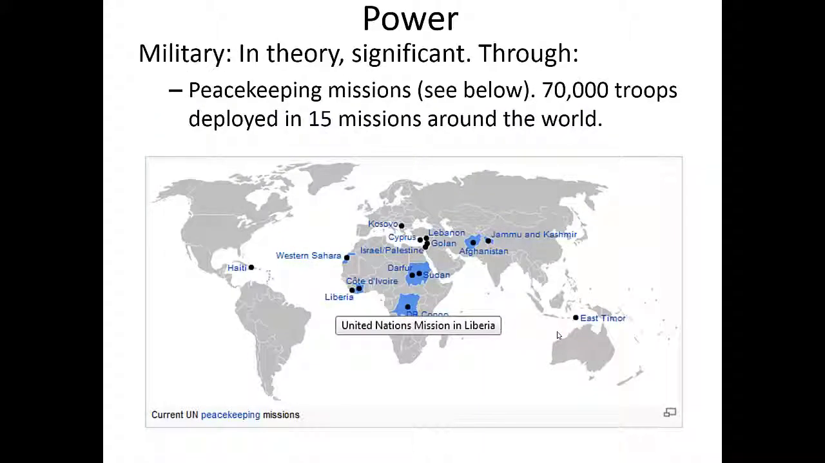If we move to the next thing we need to know about the UN, that's its power. The most obvious thing to talk about in terms of achieving international peace and security is its military power. So in theory, it has significant military power. We can see the current 15 missions deployed around the world, with 70,000 troops deployed. This represents a form of military power, a form of hard power to achieve its goals, to achieve the mandates that are in UN Security Council resolutions.